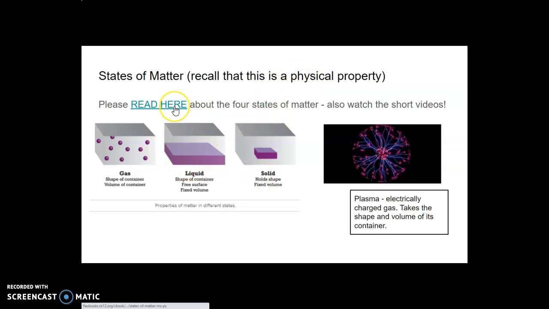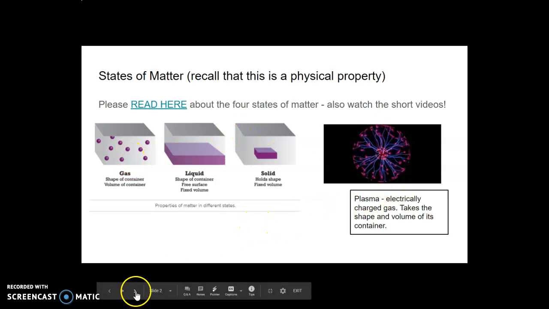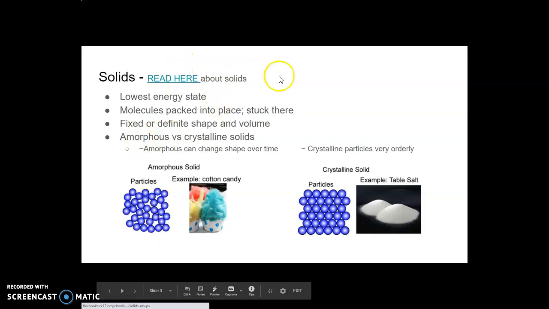If you click here, this is a live link within the notes. You can read about these 4 states. There are also some short videos. And here as well there is some information about what the molecules do, how they behave in those states, and we will dive deeper into that in the next few slides. And lastly, we don't have plasma represented very well, but it is basically an electrically charged gas. It does take the shape and volume of its container, just like a gas, but there's also electricity going on in there. Okay?